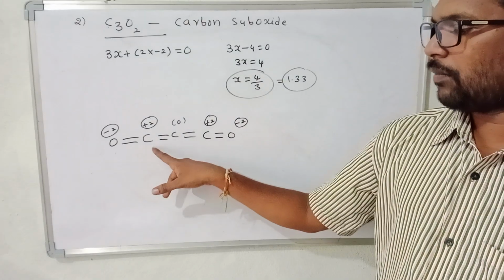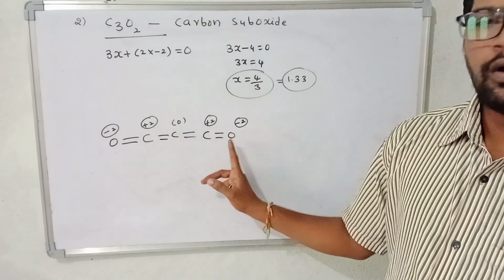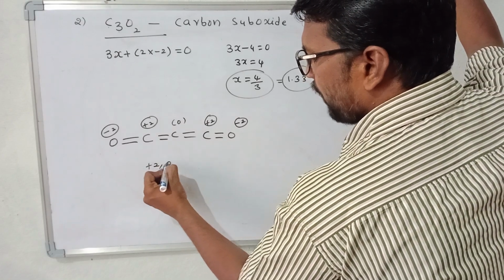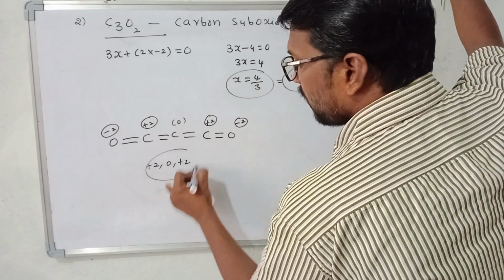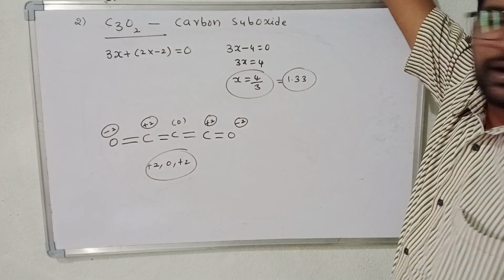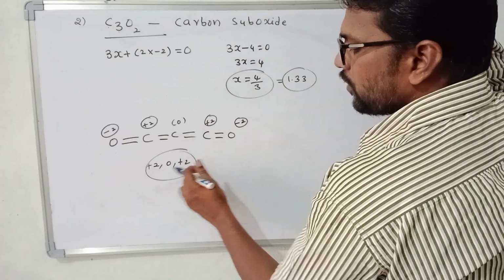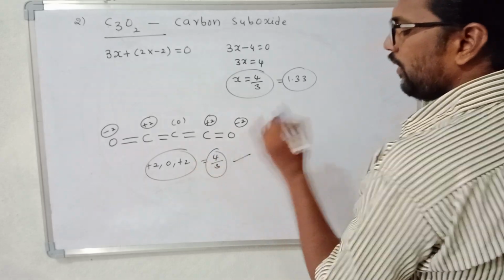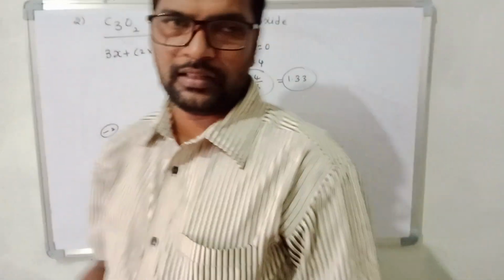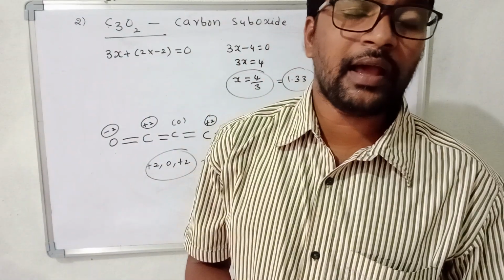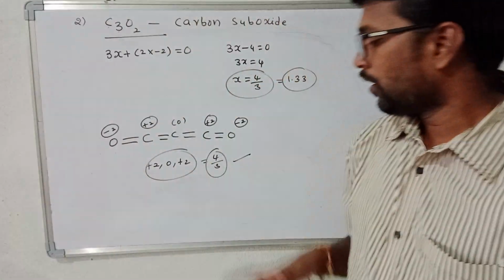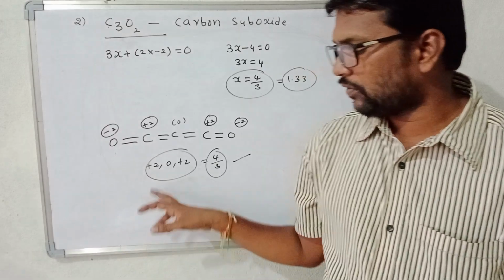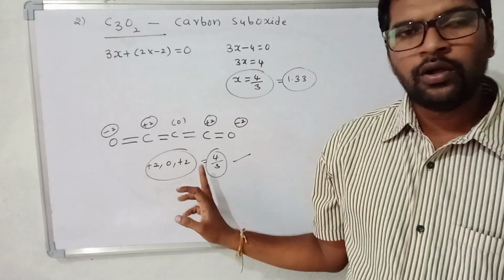Okay, so here there are 3 carbons: +2, 0, +2. If you write the separate oxidation states, +2, 0, +2, these are the 3 oxidation states. And if you want to write the average oxidation state, 2 + 2 is 4, and it is present 3 times, so in total 4 by 3. That is the average oxidation state in C3O2. If you write the average oxidation state, that is 4 by 3. And if you want to write the individual oxidation states, in that condition you can take +2, 0, +2.